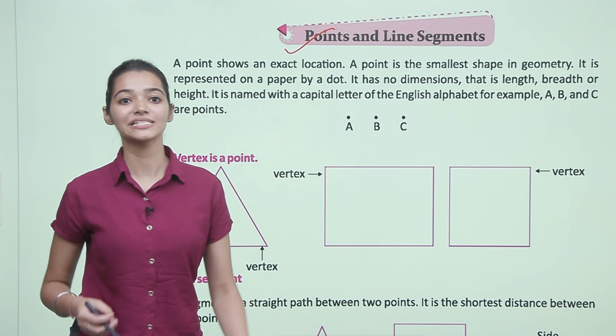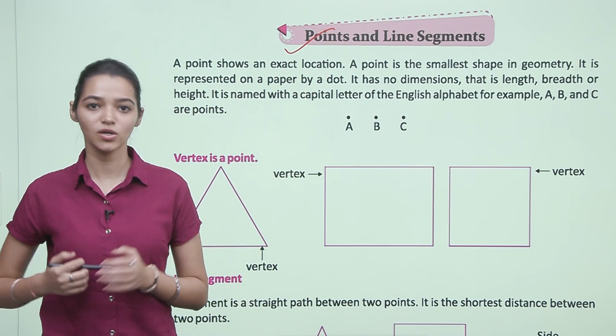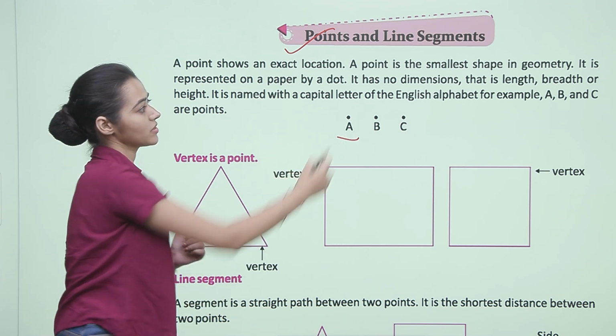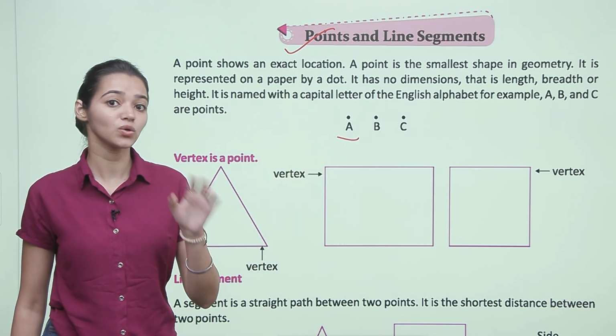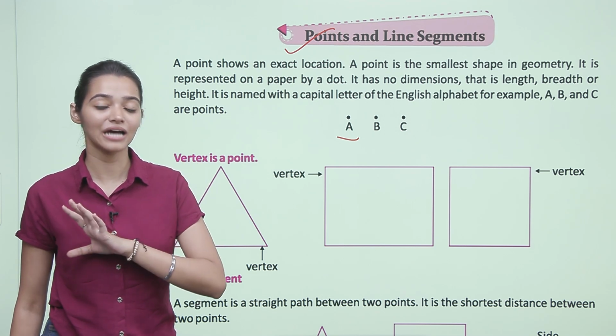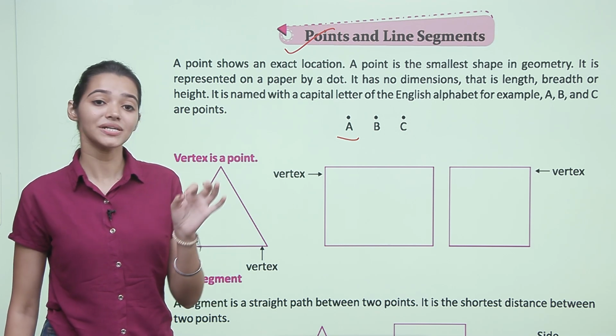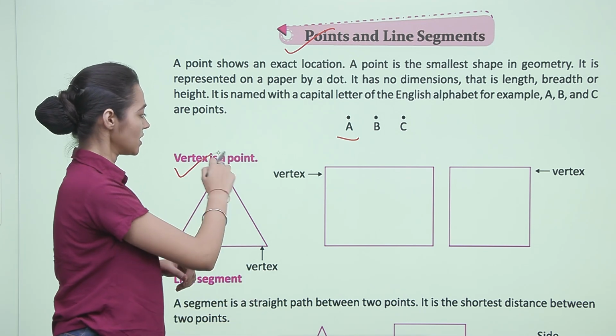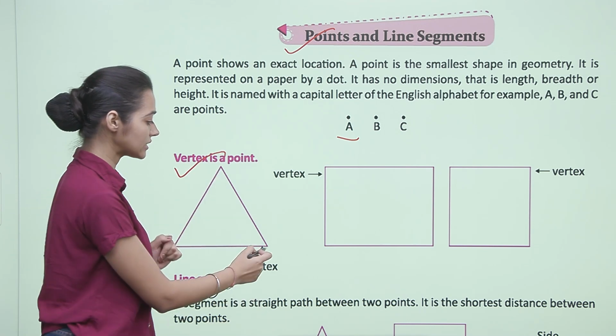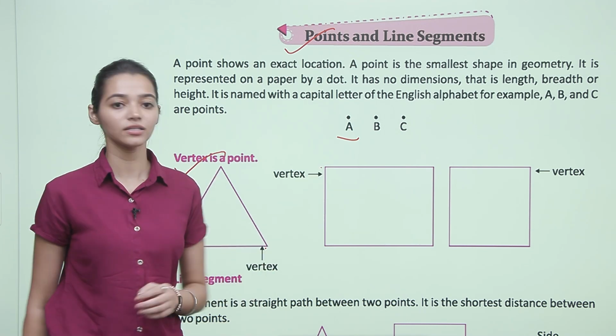Now let's start with points and line segments. A point shows an exact location. A point is the smallest shape in geometry. It is represented on paper by a dot and has no dimension, no length, breadth or height, it has nothing, but it is named with a capital letter of the English alphabet, for example A, B, C. Now a vertex is a point. These are the vertices.